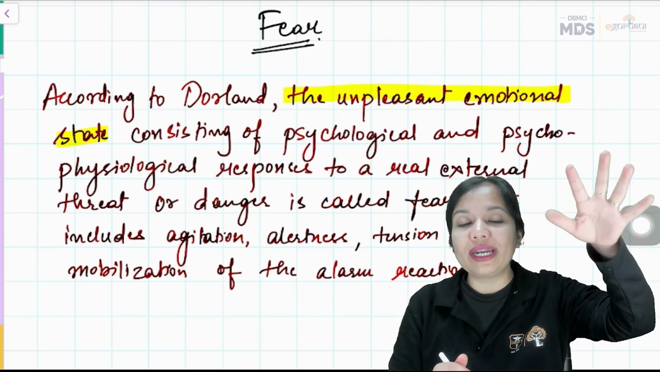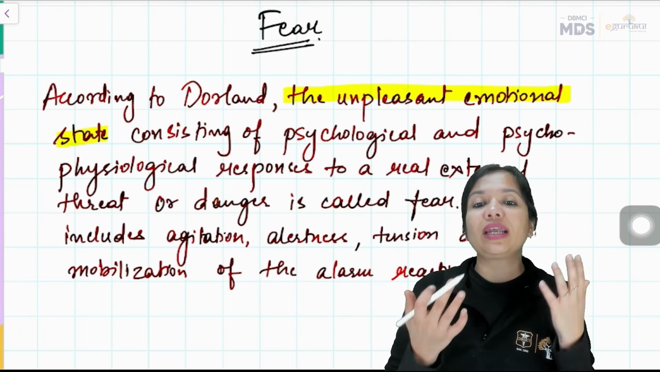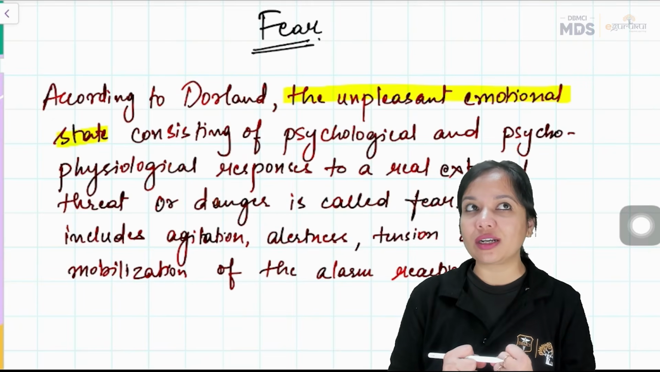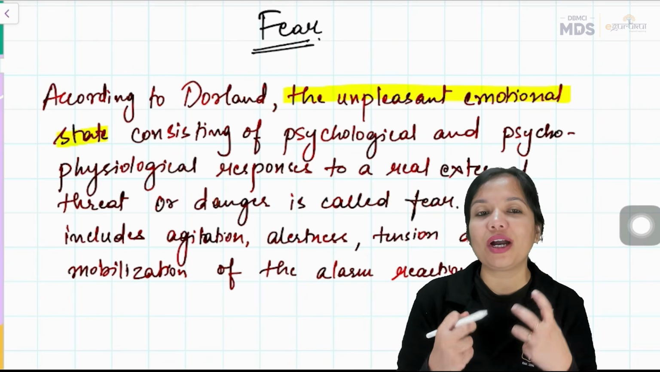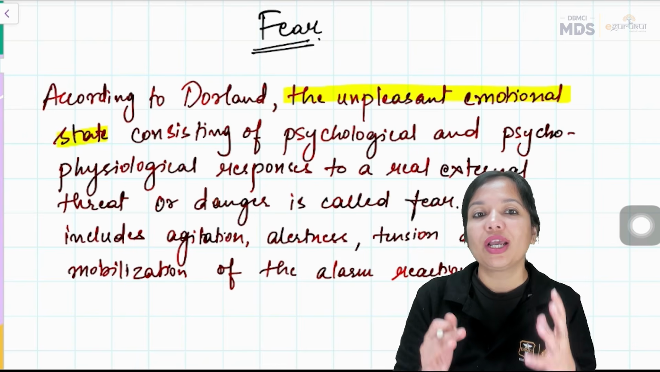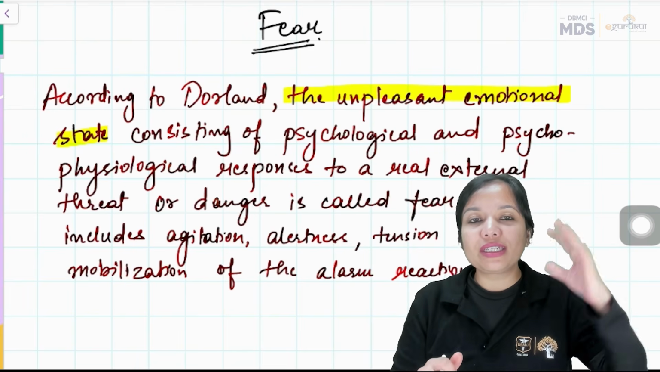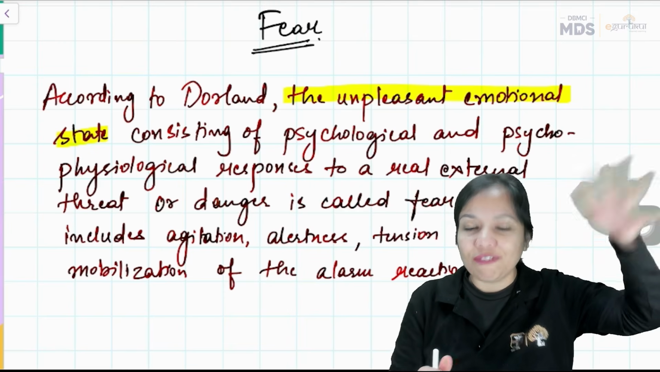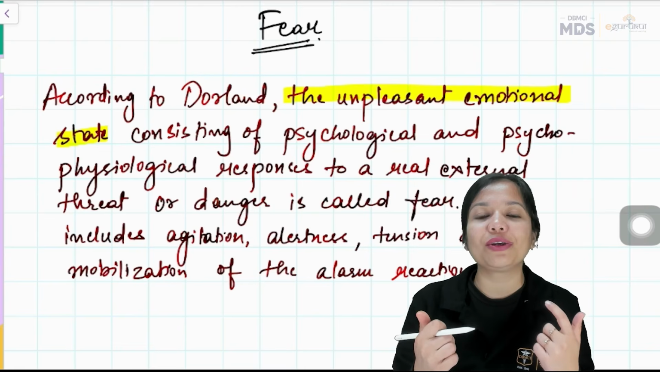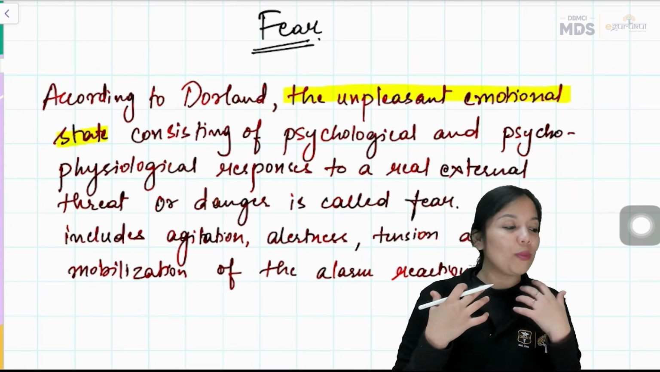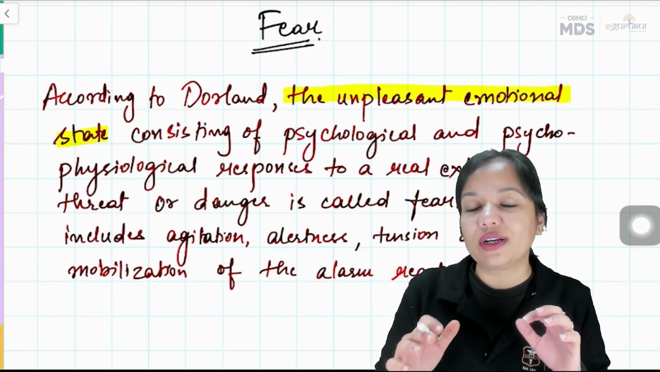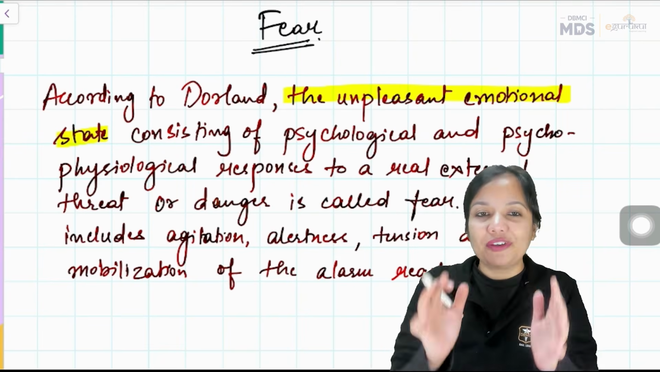That fluttering of the white thing, which is like an external threat or danger, will include agitation. You will be agitated, you will be very alert: is it coming towards me, is it coming towards me? There's going to be a tension and mobilization of the alarm reaction. Just imagine that the fluttering of the white thing suddenly becomes very fast, or probably it flutters and comes towards you. So you will run with the greatest energy that you have. That's mobilization of the alarm reaction, right? That actually is fear. That's the height of the fear that you can go.